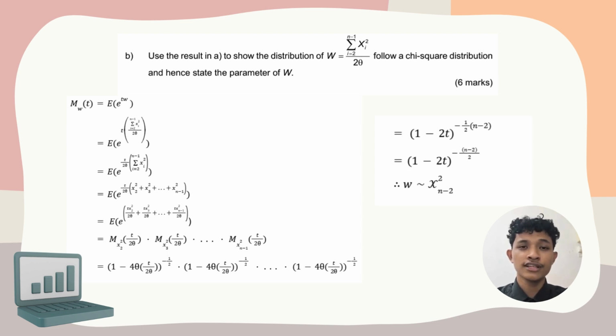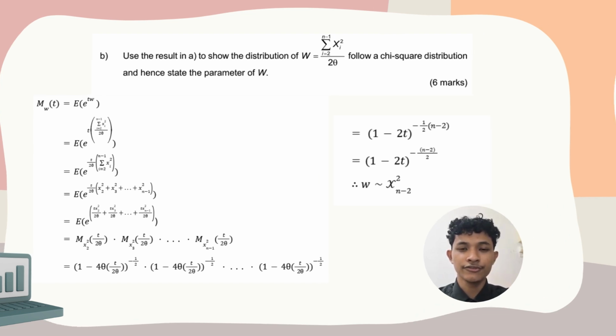And next, because there are n minus 2 independent square terms in the sum, we multiply the MGFs together. This gives (1 minus 2t) to the power of negative 1/2 times n minus 2. Now we compare this result with the standard MGF of a chi-square distribution, which is (1 minus 2t) to the power of negative k/2, where k is the degrees of freedom. And lastly, we can conclude that the random variable W follows a chi-square distribution with n minus 2 degrees of freedom.